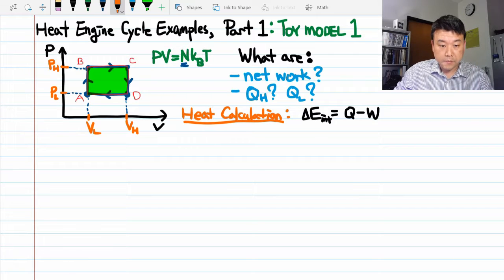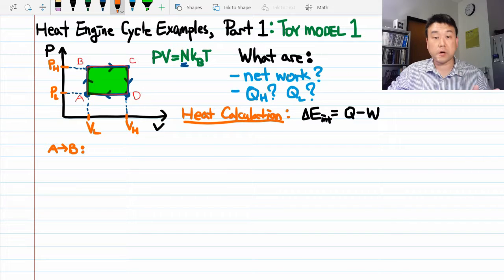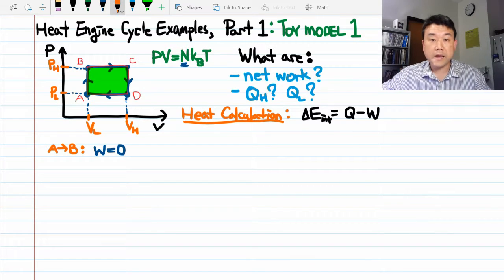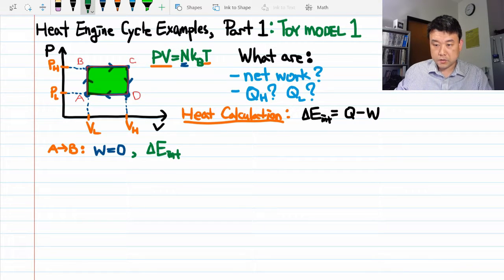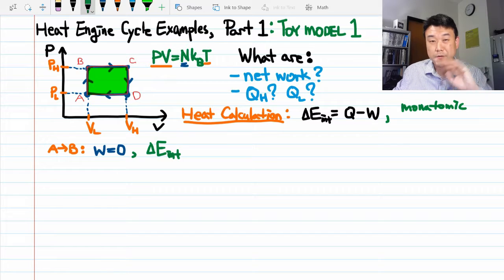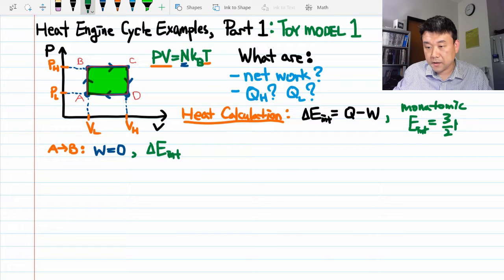Let's just start from point A to B. So we can start by figuring out the amount of work done. That was easy. Now, as I said earlier, knowing pressure and volume specifies the temperature. So we can calculate the change in internal energy. Oh, but we are going to specify a little bit more. I guess for this system, I'll have to say it's a monatomic gas. And I hope you remember from an earlier chapter that for a monatomic gas, internal energy is given by 3/2 nKT.